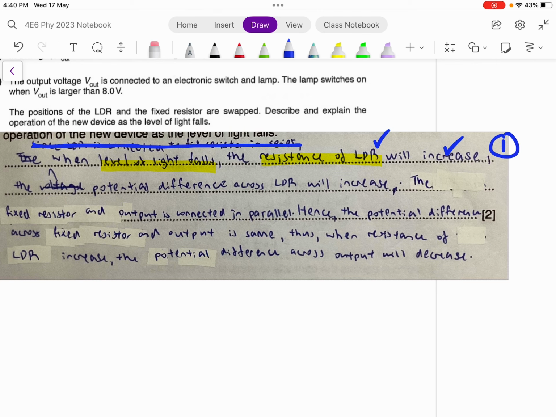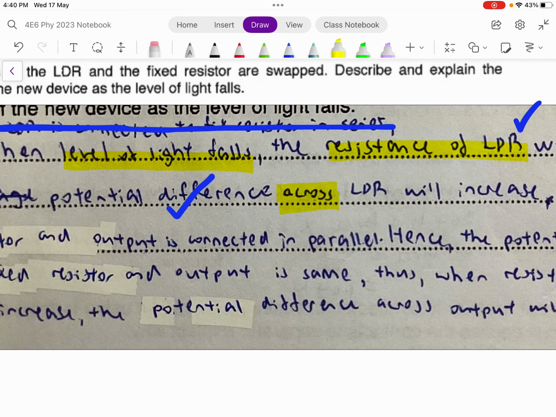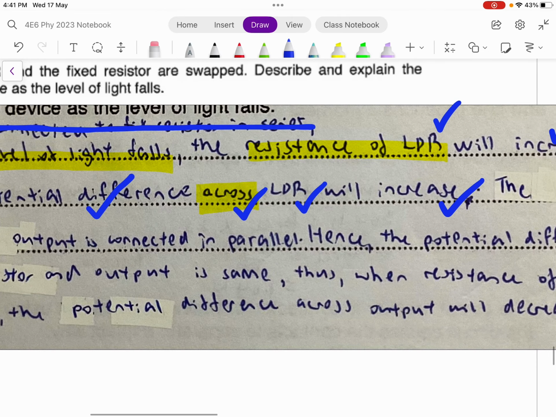Then it says potential difference, very good, across, excellent. Many of you in your answer write "flowing through". Hello, your voltage doesn't flow through, current will flow through. Then some of you say potential difference of LDR. Potential difference is not a property of the component. Some of you say potential difference in the LDR, but it is not something that can be inside the LDR. The only preposition that is allowed is across. Across the LDR will increase, very good.